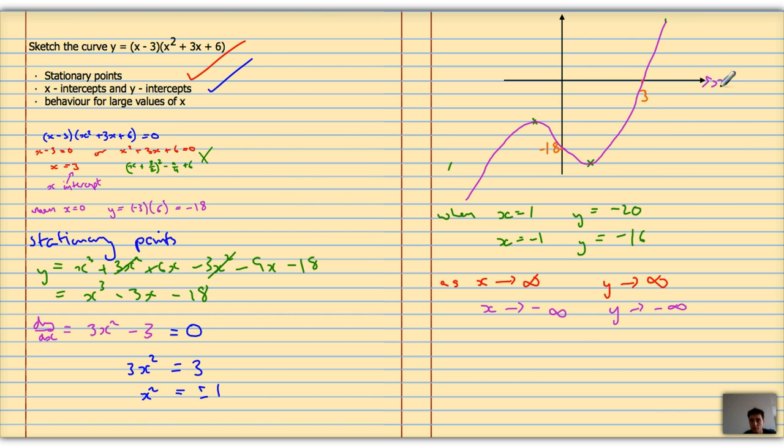So that's x, that's y, and that's the function y equals x minus 3 times x squared plus 3x plus 6. Okay, and we didn't need to find if these were minimum and maximum, because we could work them out through the behaviour for large values and small values of x. Great.